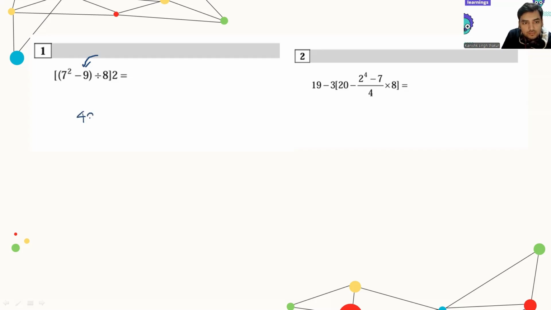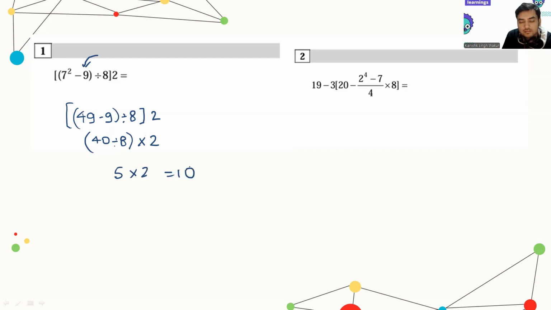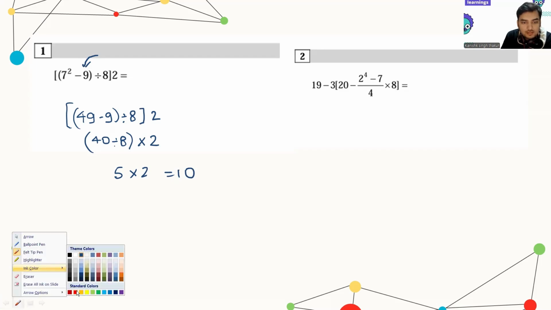So this is actually 49, take away 9, divided by 8, and then 2, right? 49 take away 9 gives me 40, divided by 8 times 2, isn't it? This is times only if nothing is written. So 40 divided by 8 gives me 5, times 2, that is 10.